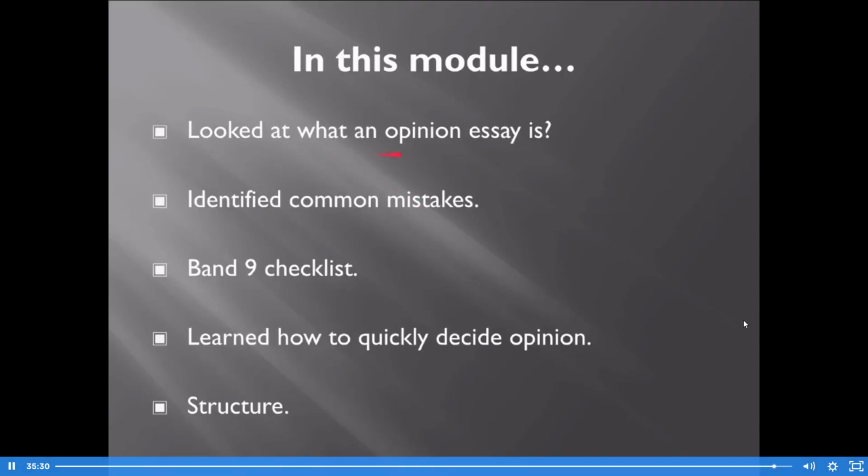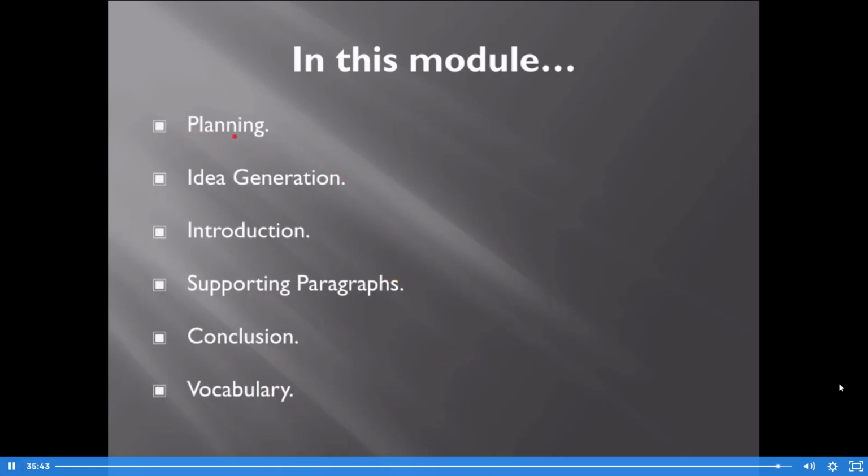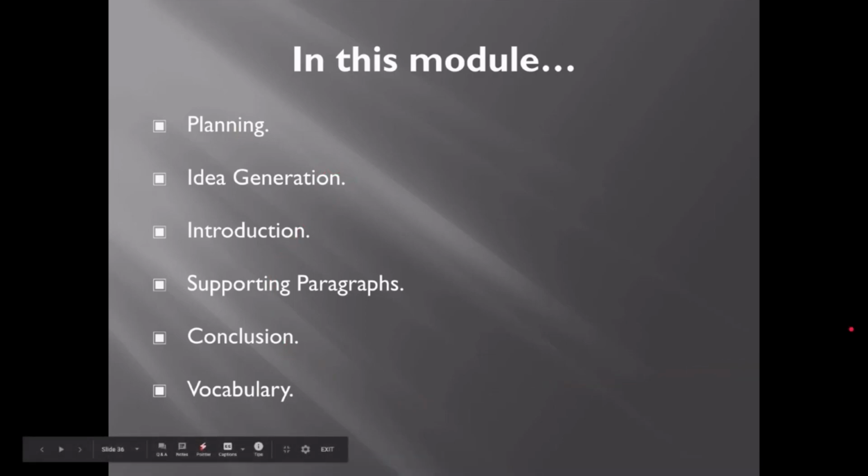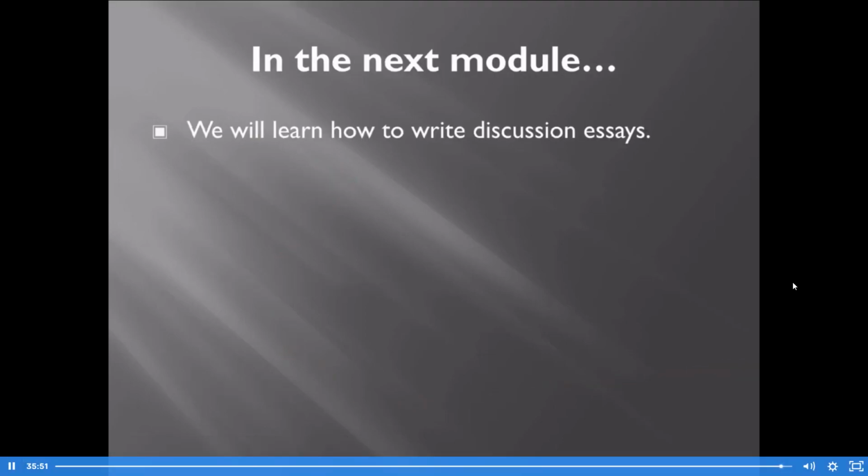So in this module, we looked at what an opinion essay is. We identified common mistakes, gave you a band 9 checklist. You learned how to quickly decide your opinion. We looked at the structure, and then we looked at how to plan our essay step by step, generate ideas, write our essay, and then we looked at some vocabulary. In the next module, we're going to look at how to write a discussion essay.